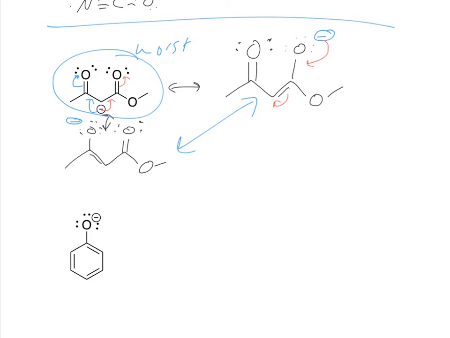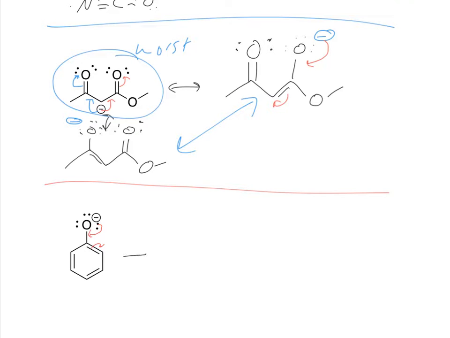Alright, let's try one last one. So what we have here is a molecule that looks like phenol, but it's lost its proton. And so what we can do is push these electrons down. Same as we did before, if we don't do a second arrow, we're going to have too many bonds to this carbon here. So these two arrows have to go together. We're going to push these electrons down, and then we can push these up.